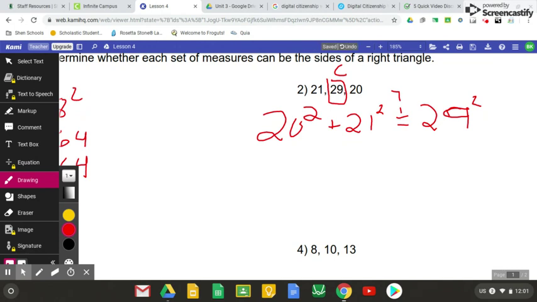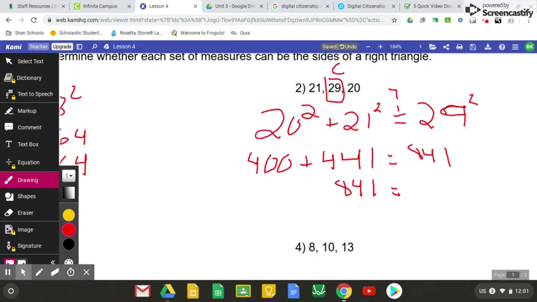20 squared is 400. 21 squared, 441. Does this equal 29 squared, which is 841? And if I do add those together, I do get 841 equals 841. So yes, this is in fact a right triangle.